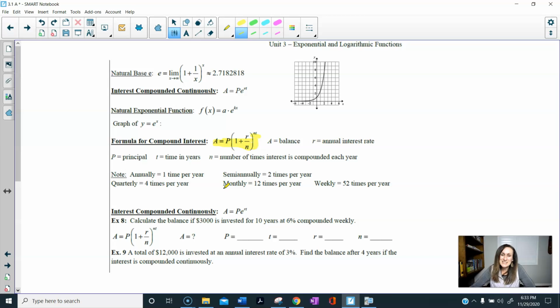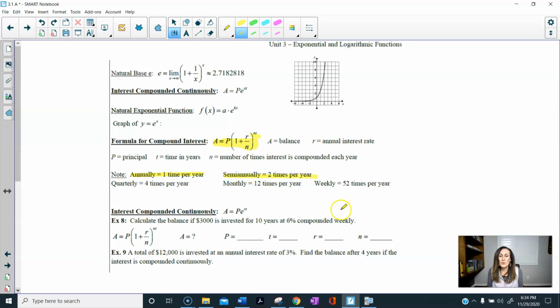Compound interest is when you invest money and then you make interest on your interest the longer you leave your money in. So how often they compound is going to determine how much money you make. The more we compound, the more money we make. So looking at this, if we compound annually, this would be 1 time a year.